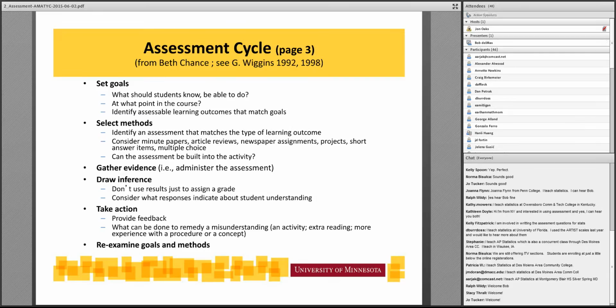All right. So then you gather the evidence. The assessment is administered, and at that point you're not done. You need to draw the inference. I think I misspelled something here, but don't use the results just to assign a grade. Consider what the responses indicate about student understanding.